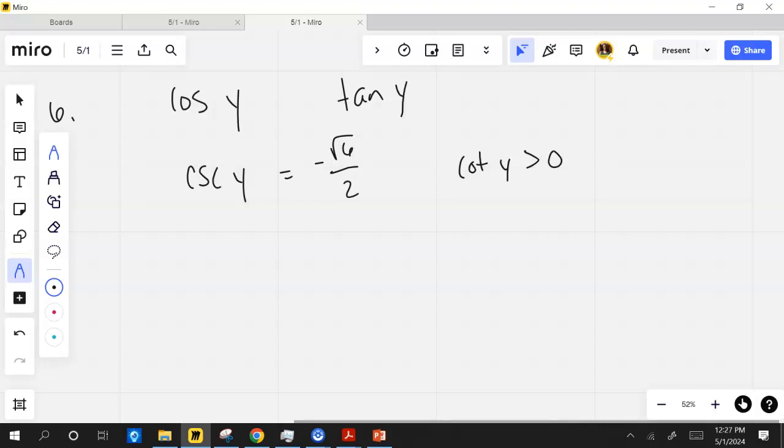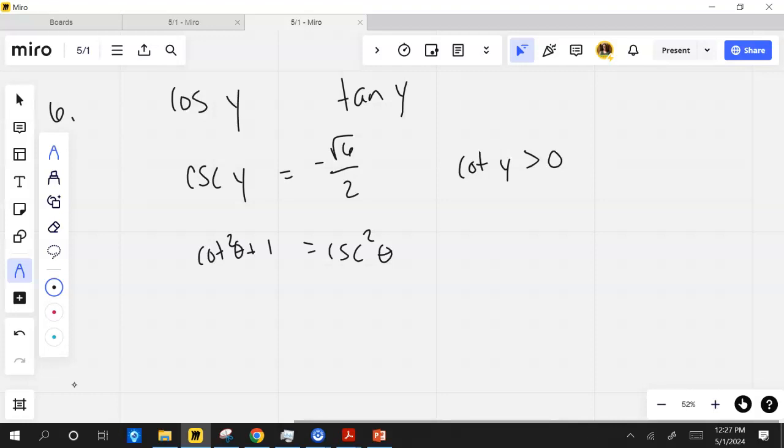All right, so what I need to do is rewrite cosecant some way where it relates to either cosine and or tangent so that I can find those values. I'm going to go to my identities, maybe my reciprocal identities, maybe my quotient identities. If I use a Pythagorean identity, what's the only Pythagorean identity that relates cosecant? Cotangent squared plus 1 equals cosecant squared.